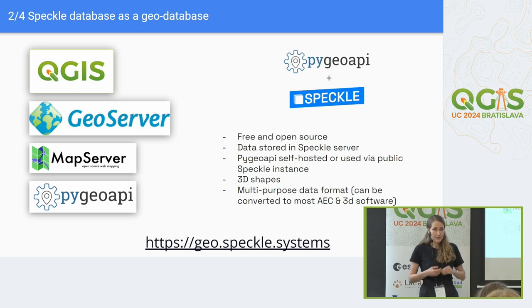The data is already stored in the Speckle server, again, public or your own. It supports 3D shapes and it has a multi-purpose data format. So it doesn't only serve GeoJSON, it serves 3D data that can be either served in WFS or imported via Speckle plugins into any other 3D software.